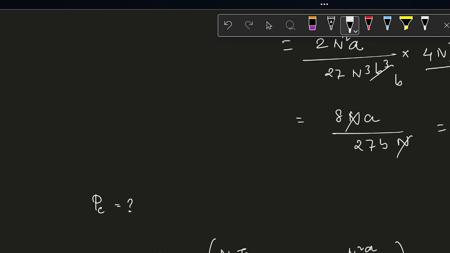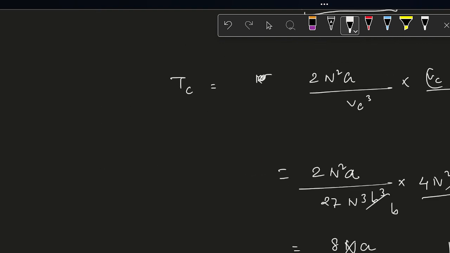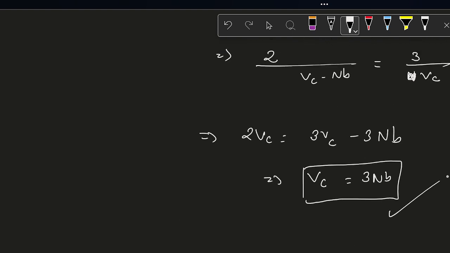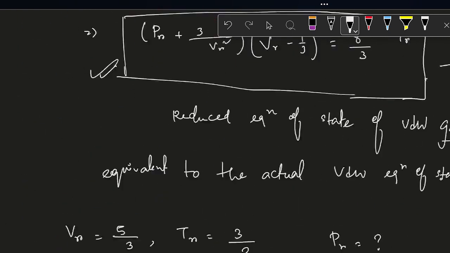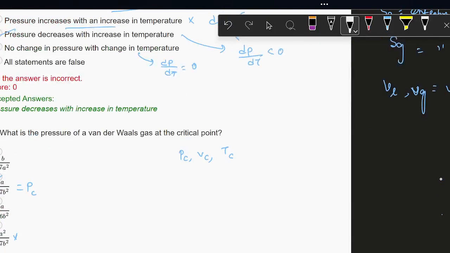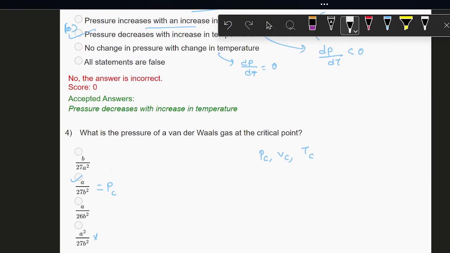We already derived the value of Tc as 8a by 27b and your Vc is 3nb. So this derivation is done. We are done with question number 4. The answer is a by 27b square as I got. Okay.